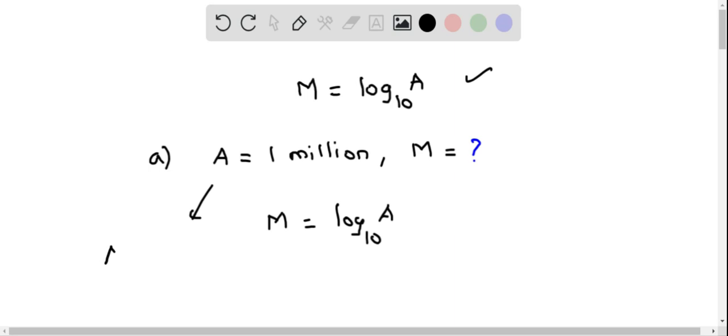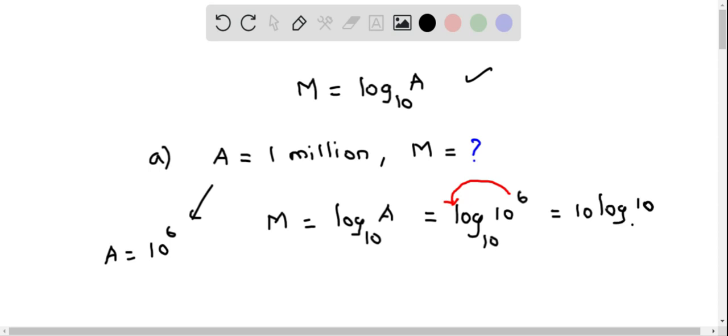First, we write down this A equal to 1 million in terms of powers of 10. We know that 1 million equals 10 power 6. So I'm going to plug in A equals 10 power 6 into this. So therefore, this becomes log of 10 power 6 to the base 10. And now using the properties of logarithms, we can bring this power in front, and so we can rewrite this as 10 times log 10 to the base 10.